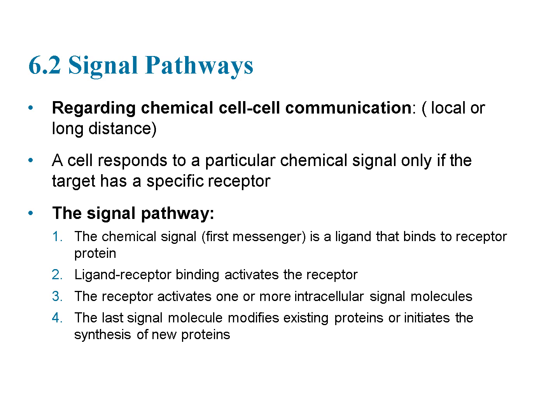The first messenger is a chemical signal, known as a ligand, that binds to a receptor protein on or within the target cell. Examples of ligands include hormones, neurotransmitters, or growth factors. Once the ligand binds to the receptor, this interaction activates the receptor and initiates the signaling process. The activated receptor triggers a cascade of events by activating one or more intracellular signal molecules. These molecules amplify and carry the signal inside the cell.